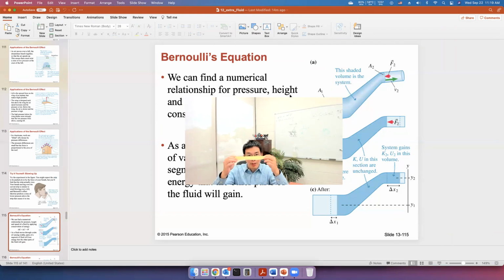Now we can do experiments of the Bernoulli effects. So here I have a strip made of paper. It's just a normal paper strip. Because of the gravity, the strip in my hand is going down. So now if I blow the air in the horizontal direction, what will happen to this paper strip? So let's try. If I blow it horizontally, can you see that?